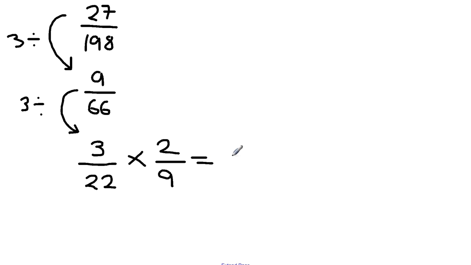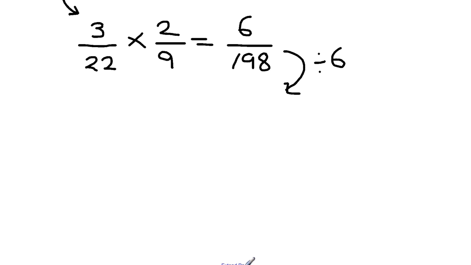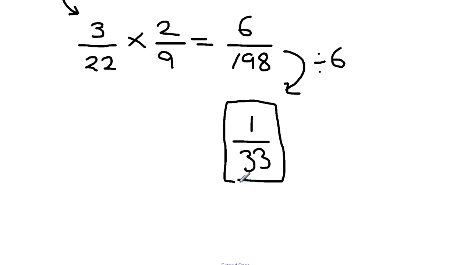which equals 6 over 198. Again, I'm going to simplify 6 over 198 by dividing the numerator and denominator by 6. So we should have 1 over 33. So I've just proved when you multiply the two reoccurring decimals, the answer would be 1 over 33.